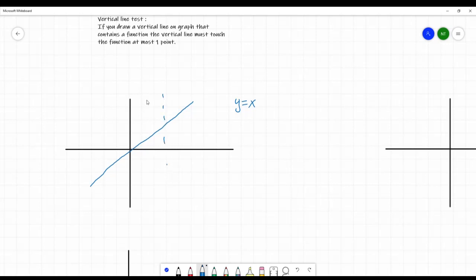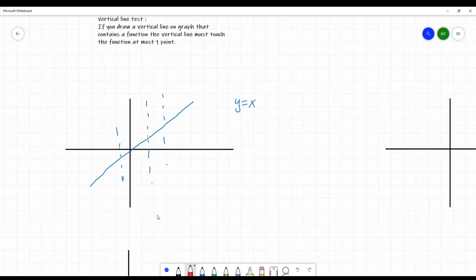It only hit it once there. It only hit it once there. It only hit it once there. So you see, it's always only going to hit it once because it's intersecting this line at one point. When you make a straight diagonal line, it's only going to hit it once. So any vertical line you draw on this diagonal is always going to hit it once. For this reason, this is a function, because it passes the vertical line test.